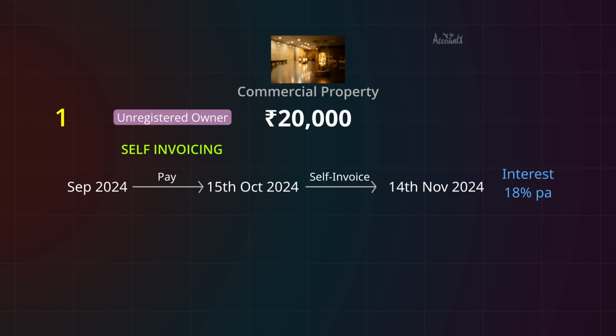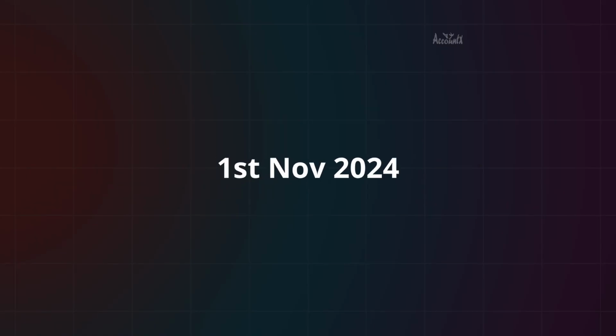So if you generate invoice on or before 14th November, then you don't pay any interest, but you can avail input tax credit only in your November GSTR 3B. On the other hand, if you generate this invoice in October itself, say on 15th October, you can avail input tax credit in your October GSTR 3B itself. So you decide what's appropriate for you, and remember this change is effective from 1st November 2024 onwards.